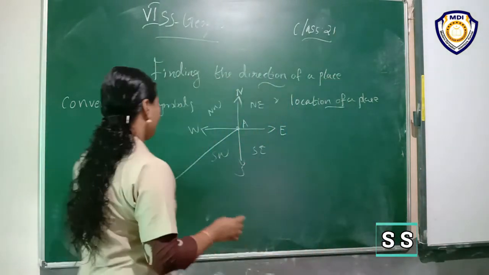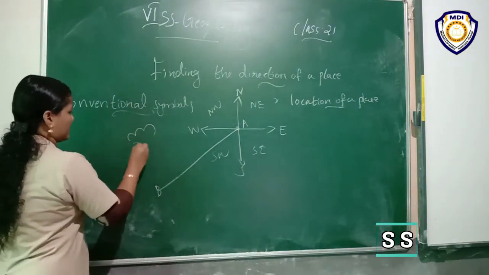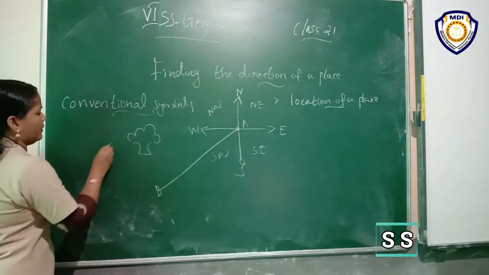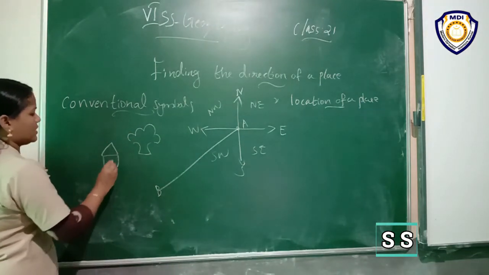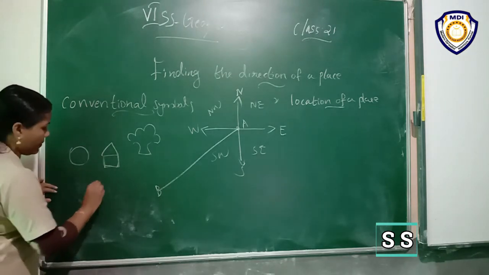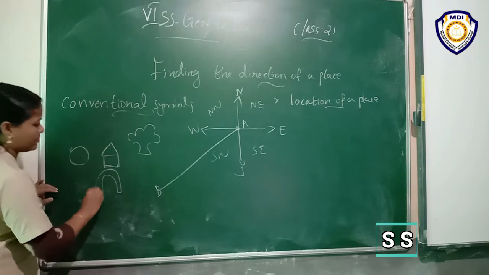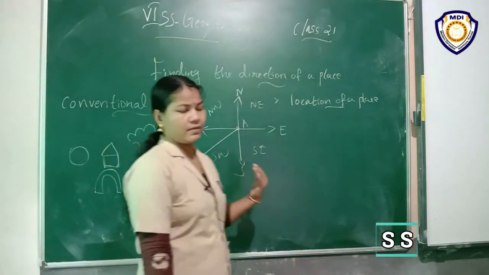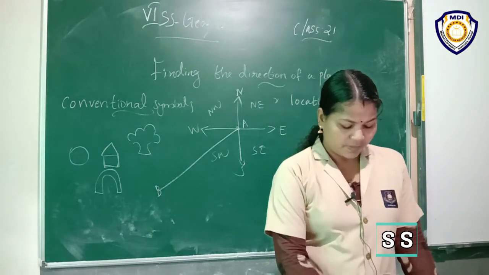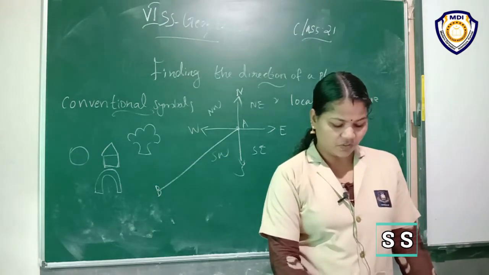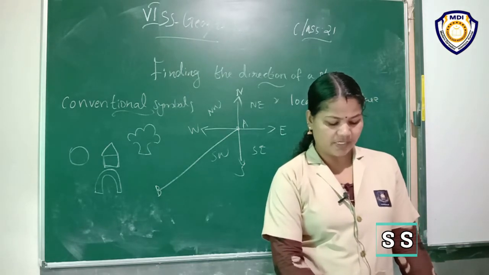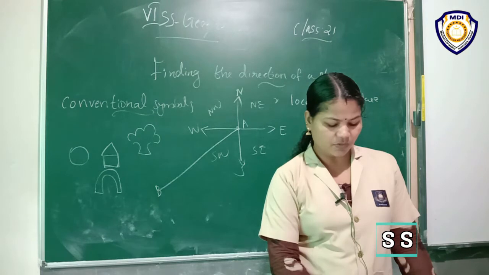Suppose maybe this type of symbol is used. Okay, it is the symbol of a tree. Then for a building, maybe this type of symbol is used. For a park, this type of symbol is used. These types of symbols are used for simplicity in a map because of limited space. So they are shown with the help of various symbols. These symbols not only make it easier to draw maps but also to read them.